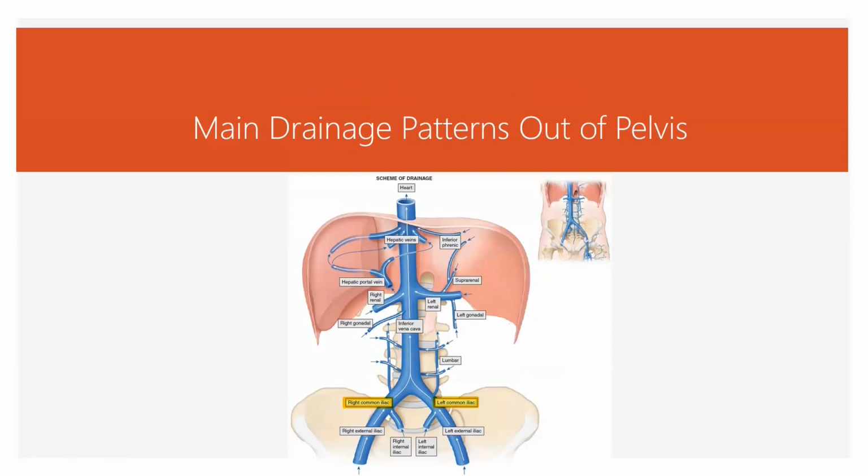the pelvis. They come into the common iliac veins on both sides, which then come into the inferior vena cava and takes the blood back up to the heart.